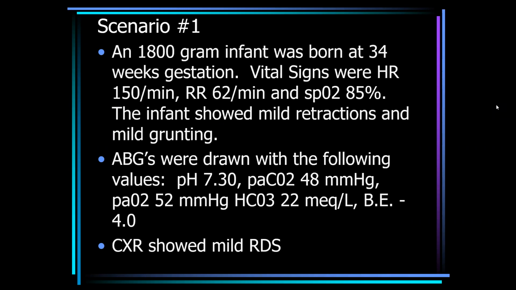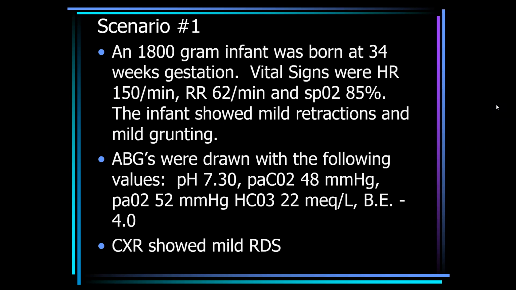All right, so now we go into scenarios. An 1,800 gram infant was born at 34 weeks gestation. Vital signs show a heart rate 150 per minute, respiratory rate 62 per minute, SpO2 85%. The infant showed mild retractions and mild grunting.